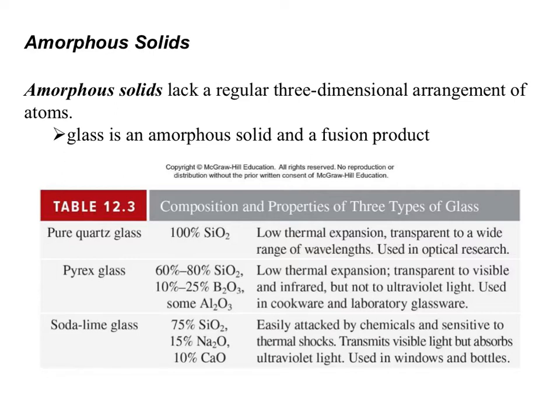And then finally, soda lime glass, which is 75% silicon dioxide, 15% sodium oxide, and 10% calcium oxide, is actually very reactive to chemicals and can crack when you heat it and then cool it quickly. However, it transmits visible light but absorbs UV light and is most often used in windows and bottles. All of them are amorphous solids that don't follow a perfect crystalline pattern, but you could expect that the most amorphous is going to be the least stable.